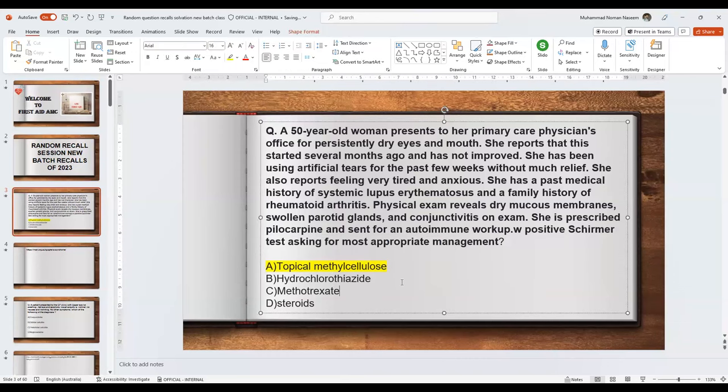If the patient is not responding to artificial tears, then we need to move towards a more potent lubricant because we need to cure the dryness. Otherwise, the patient will have keratoconjunctivitis, right? So topical methylcellulose. Hydrochlorothiazide is a diuretic. It has no role in the management of Sjögren syndrome. It will make the patient more dry rather than making them moist. Methotrexate can be used, but it has a limited role, same as the steroids. They can sometimes be used in flare-ups with other presentations, not with the dry eyes and dry mucous membrane presentation.